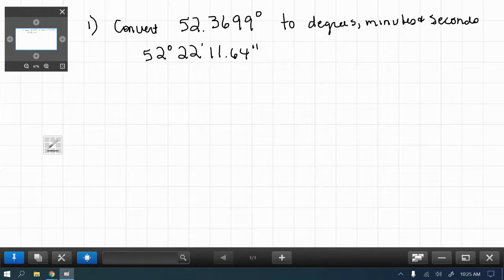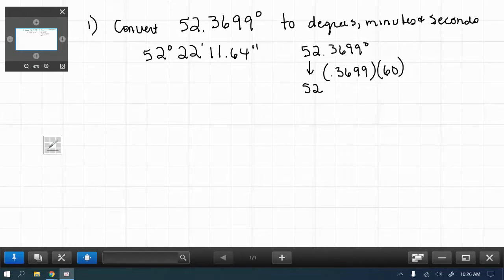Long-handed, how would I do that? 52 is going to come straight down. On a test, especially, we're going to be practicing more with this. So the 52 comes straight down. Then you do 0.3699 times 60, because there's 60 minutes in a degree. 60 seconds in a minute, 60 minutes in a degree. So we take 0.3699 times 60.